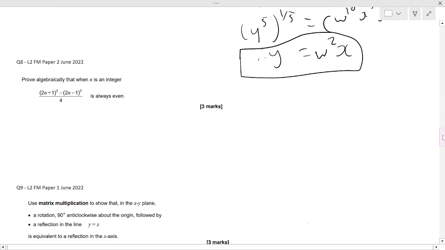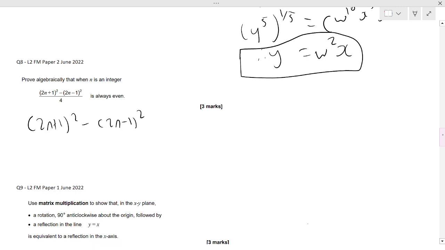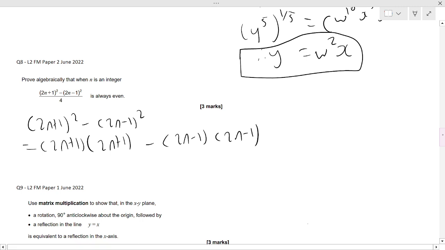Question 8. Prove algebraically that when n is an integer, this thing is always even. Well, again, like I said earlier, it's best to just expand and simplify the brackets first to see what you're dealing with. So, 2n plus 1 squared minus 2n minus 1 squared. Well, when you're squaring a bracket, you times it by itself, right? So we have 2n plus 1 lots of 2n plus 1, minus 2n minus 1 lots of 2n minus 1, and then we should just expand this.